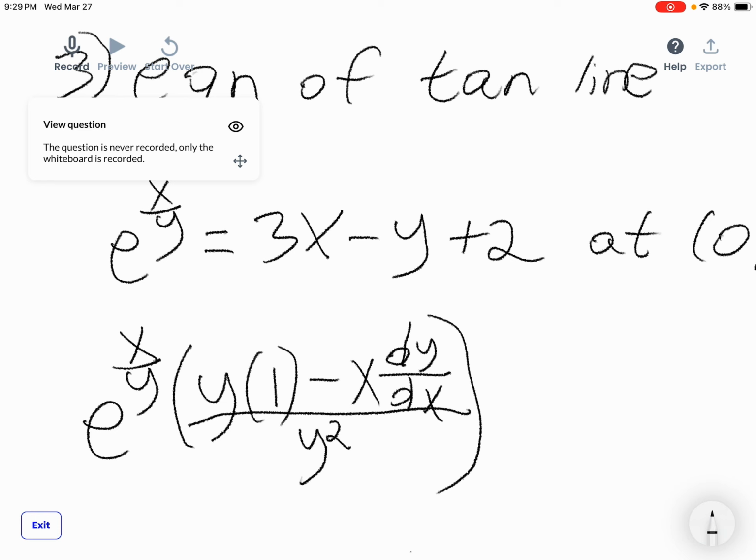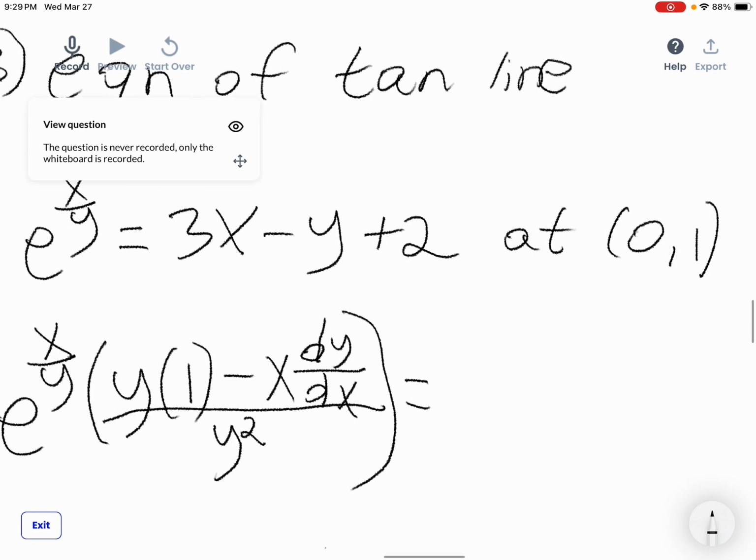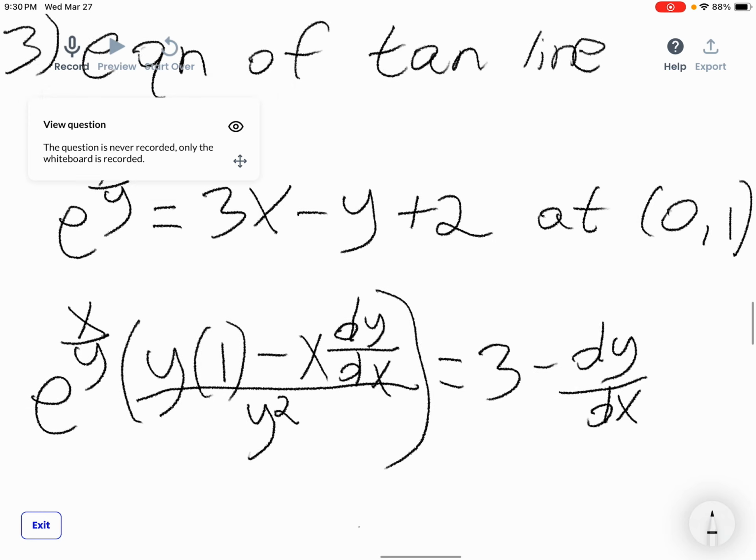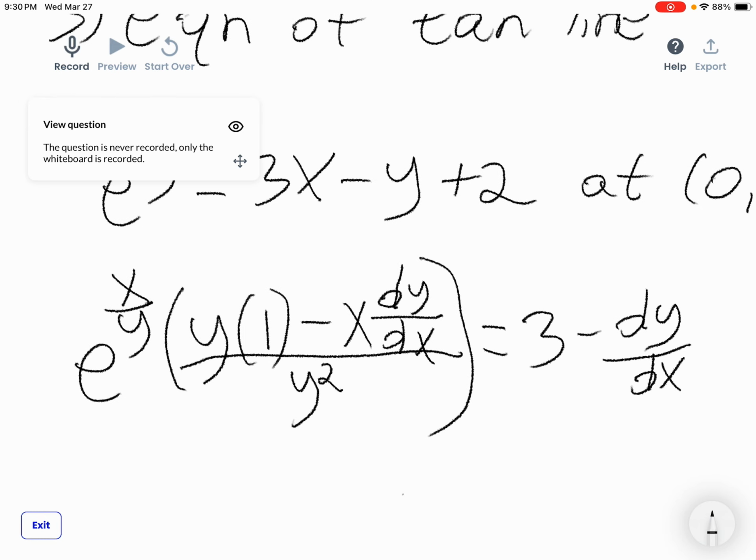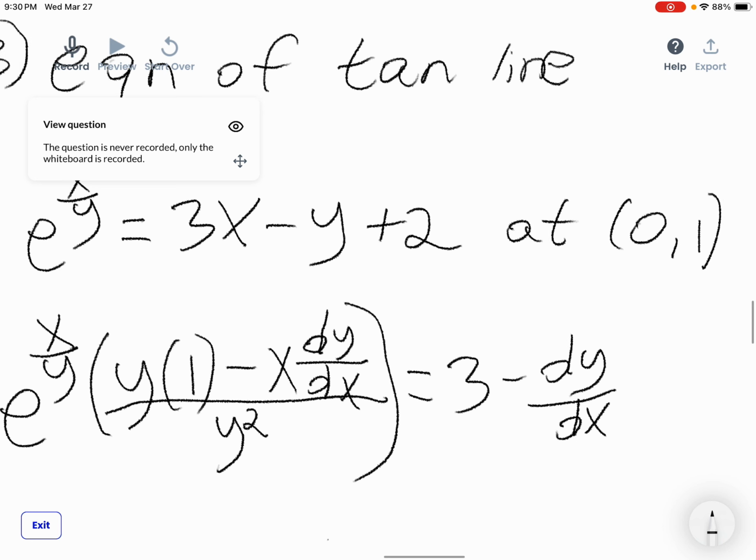That's the derivative of e to the blob, and that's equal to 3x minus y plus 2, which we differentiate with respect to x. The derivative of 3x is 3, and then the derivative of y is dy dx, so we have minus dy dx, and then plus the derivative of a constant, which is 0, so the derivative of 2 is 0. Now, looking at this, what can we do? We want the derivative at the point 0, comma 1. So we plug in 0 for x and 1 for y.